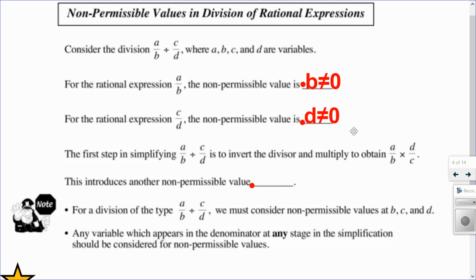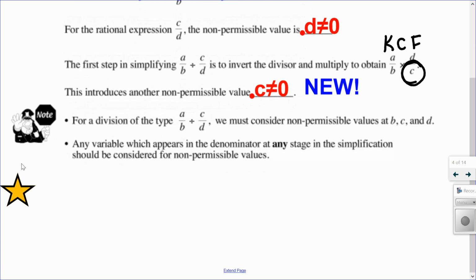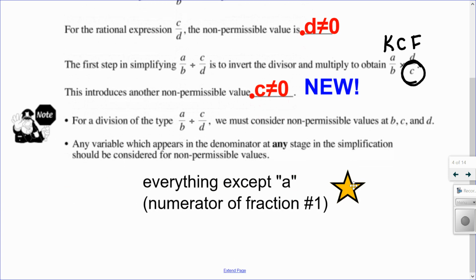Now, the first step in doing a division question is to change it to a multiplication question. So keep the first fraction the same, change it from division to multiplication, and flip the second fraction. And in doing so, we introduce a new denominator and therefore a new non-permissible value: c can't equal 0. So for division types, we have an additional restriction. My advice to you is list restrictions for everything except for a, which is the numerator of fraction 1. So that's what I'm going to do.